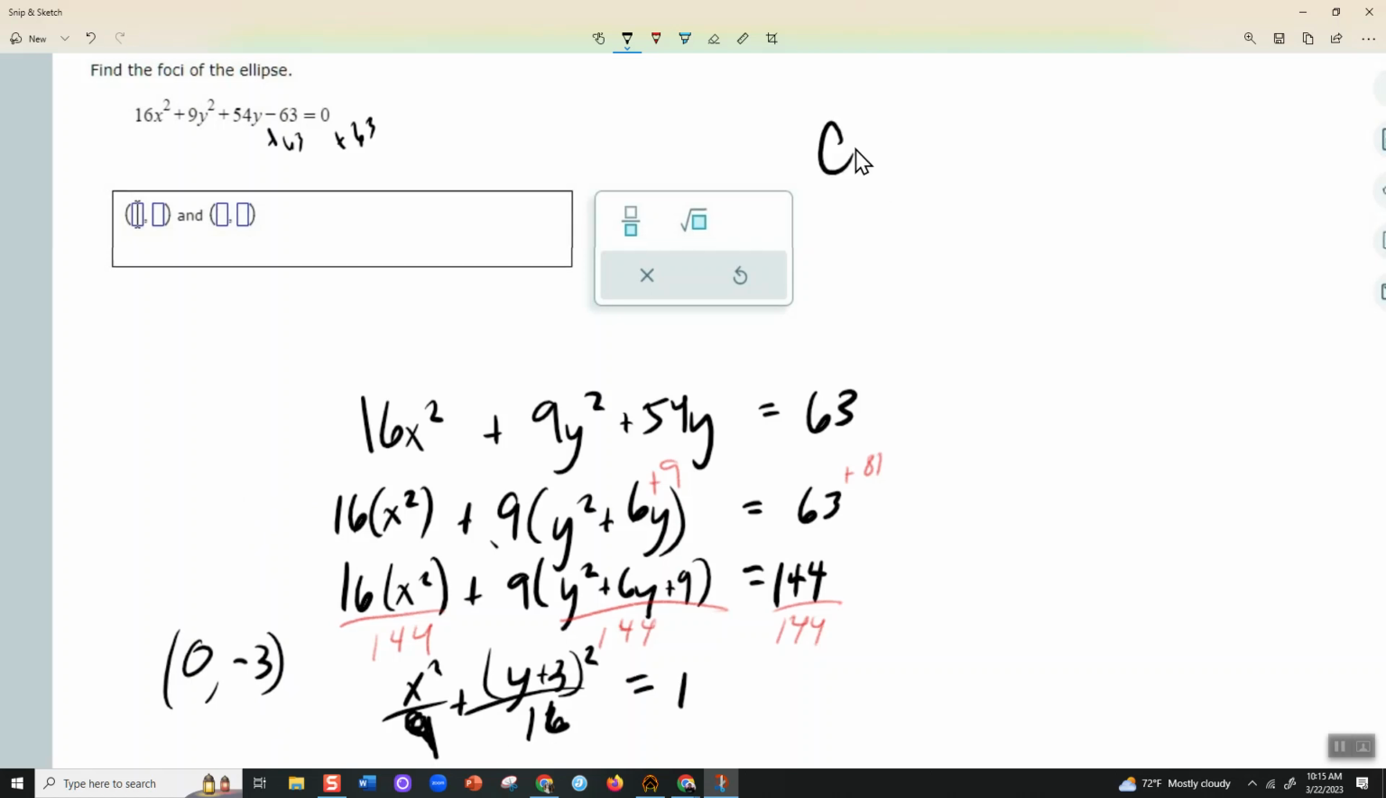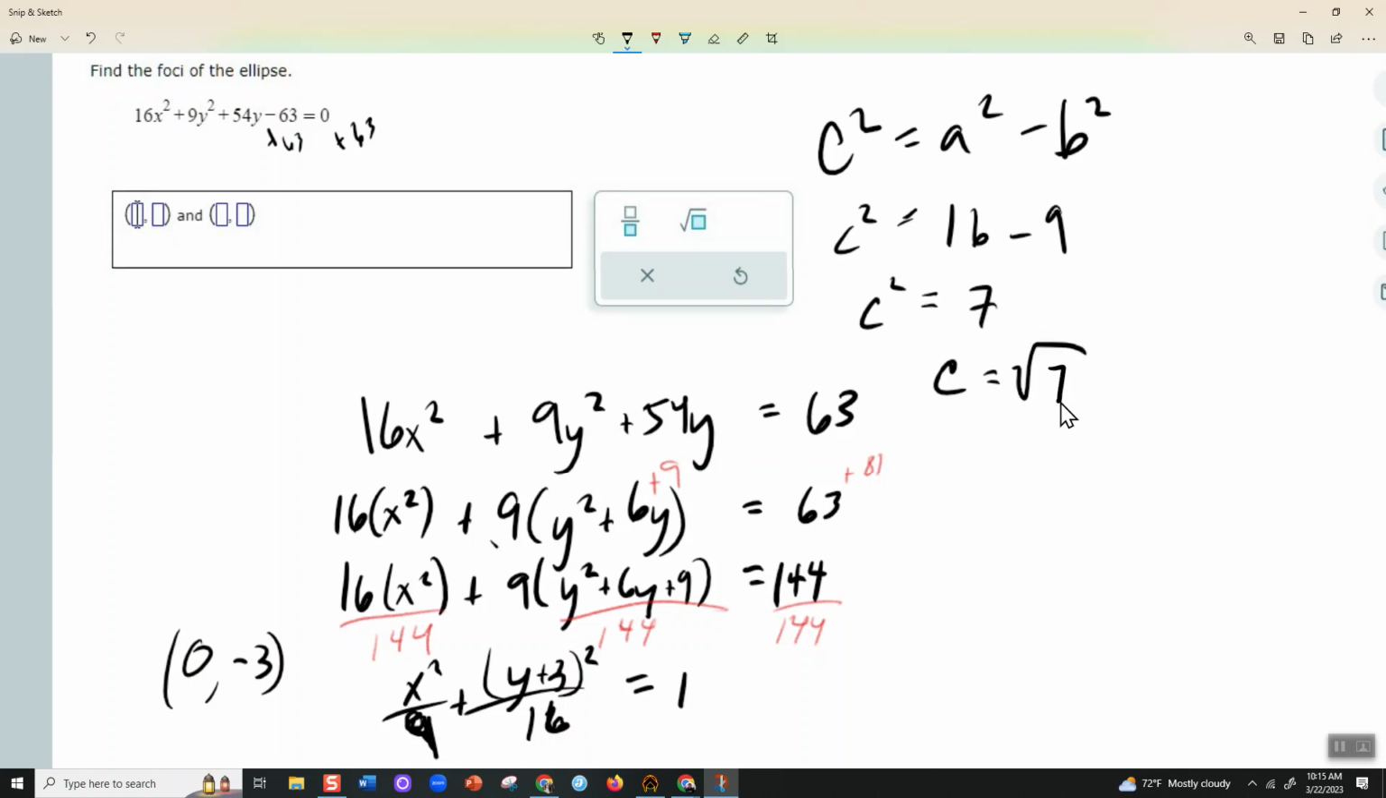Remember that formula, c squared equals a squared minus b squared. And to figure out c squared, we're going to take my a squared, which is 16, and we're going to subtract my b squared, which is 9. A squared is always the bigger one with ellipses. Equals c squared. 16 minus 9 is going to be 7. C squared equals 7. C then is equal to the square root of 7.